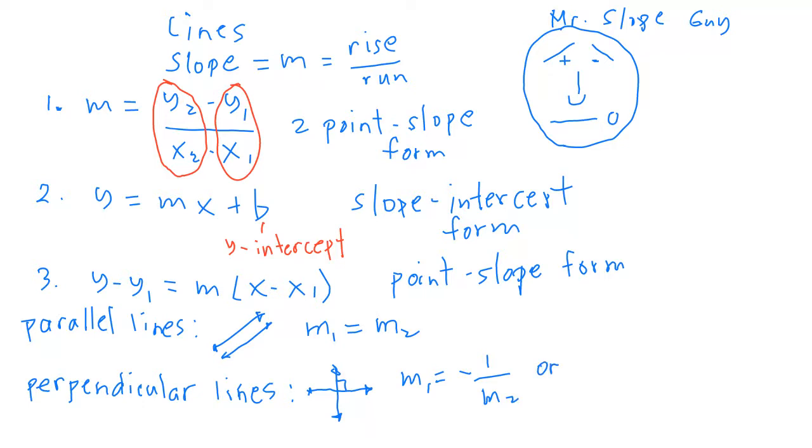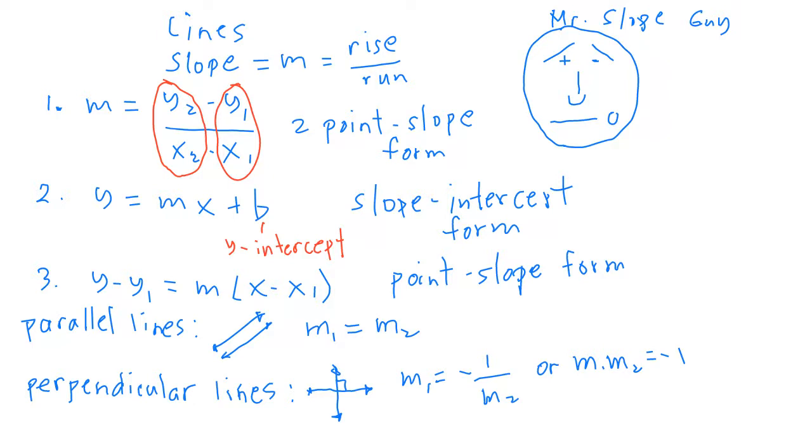Or if you cross multiply this equation, you get the product, which is m1 times m2 equal to negative 1. So if you multiply the two slopes and it is equal to negative 1, the two lines will be perpendicular.